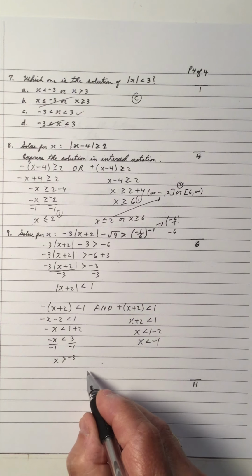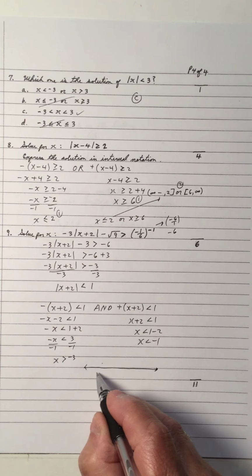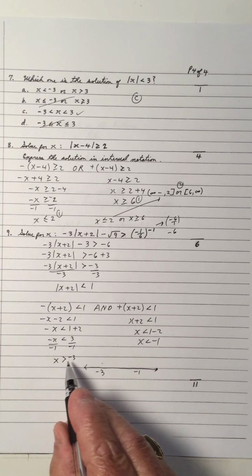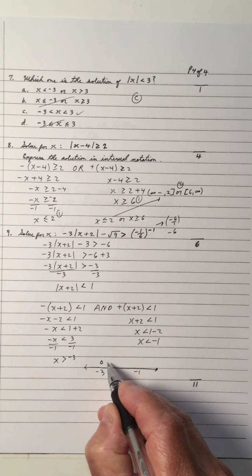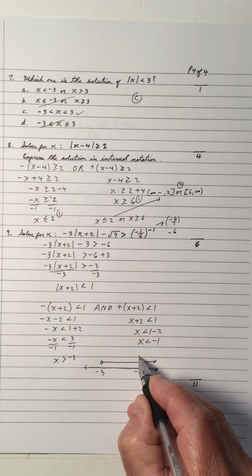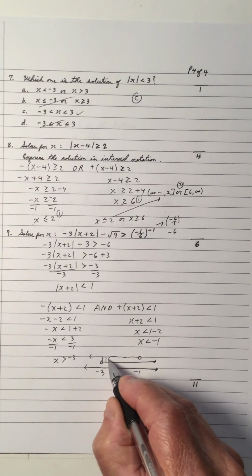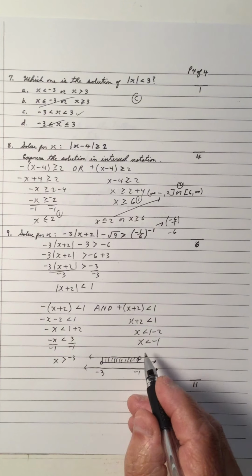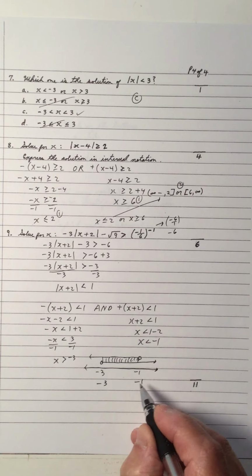Good. And as an and, just to illustrate, we have a negative 3 and we have a negative 1. So it's greater than negative 3. Notice there's no equal sign, so it's a hollow dot going to the right. Less than negative 1 is a hollow dot going to the left. And the overlapping and is the intersection between the two if you graph both. So the answer is negative 3, negative 1.